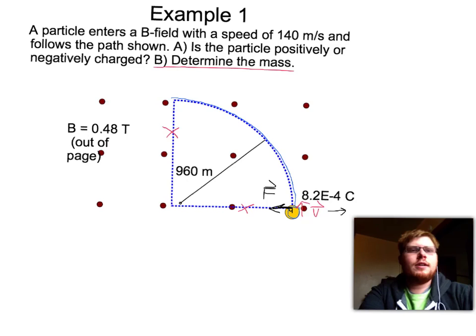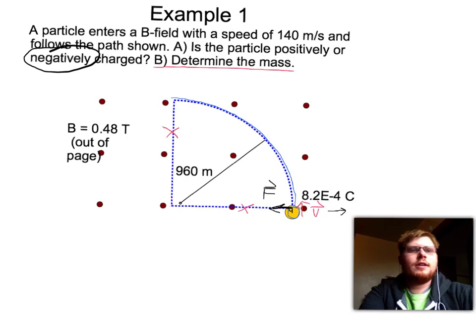Okay, hopefully you've confirmed that the charge is a negative because it's got a force opposite the right-hand rule. Here's the part that I think a lot of students on the AP exam might see and go, whoa, I don't see how that's connected. Determine the mass.